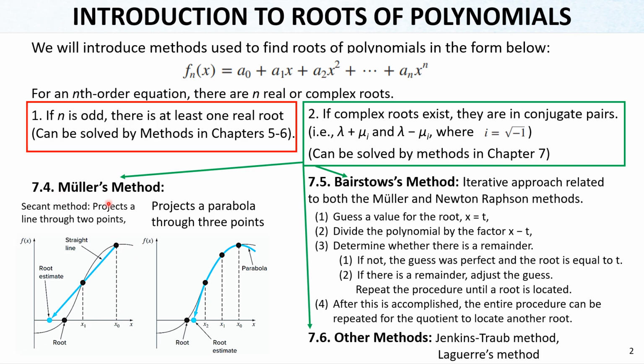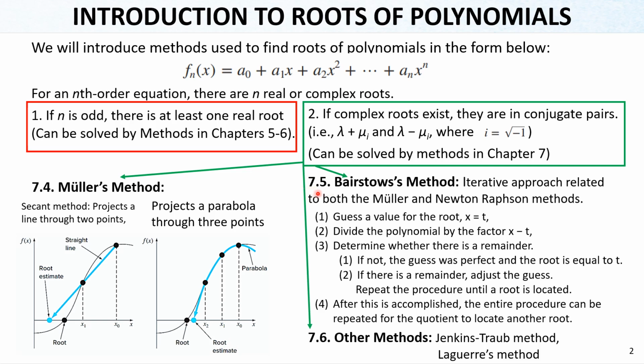Müller's method is similar to that, but instead of a line, this time a parabola is projected through 3 points. So we need 3 points, as you can see, 1, 2, and 3. We have a parabola projecting towards the x-axis, and the projection of this parabola onto the x-axis gives a root estimate. So this is the basic idea of Müller's method.